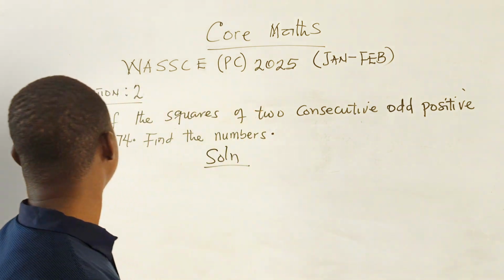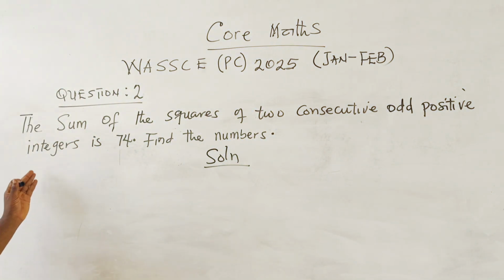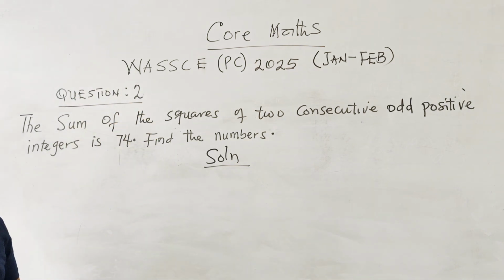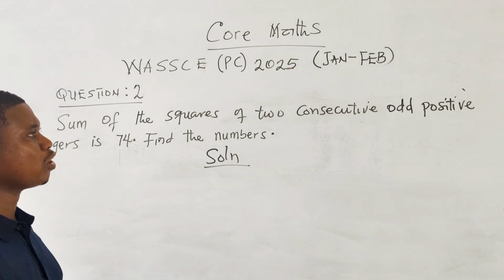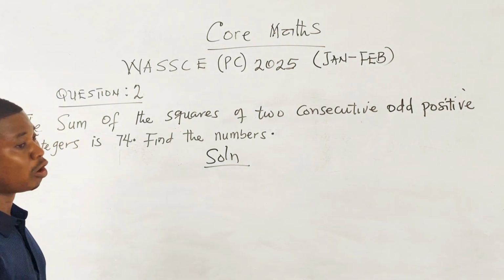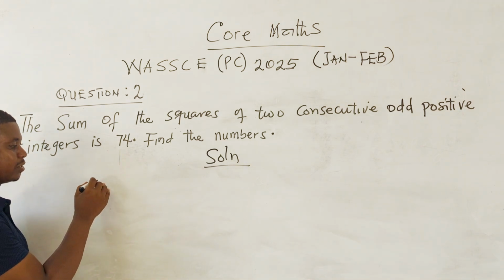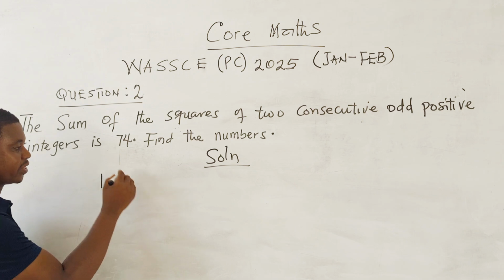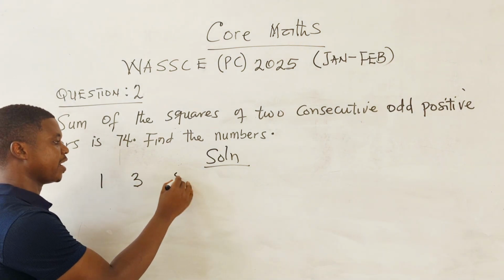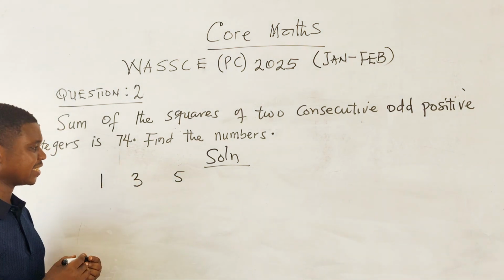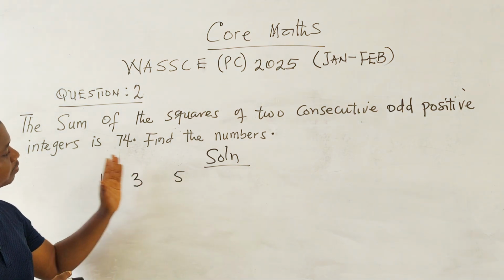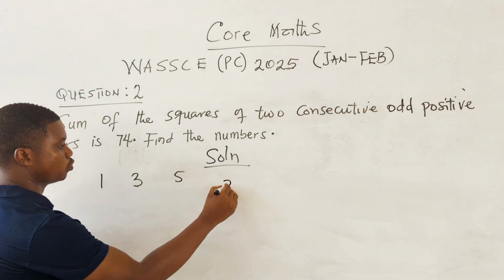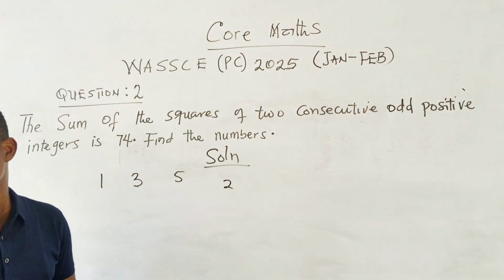So let's go to the question. We are saying that the sum of the squares of two consecutive odd positive integers. If you consider odd positive integers, let's say the first one will be 1, the next odd number will be 3, the next will be 5. You realize that the difference between the odd numbers is 3 minus 1 is 2, and 5 minus 3 will also be 2. So the difference will be 2.